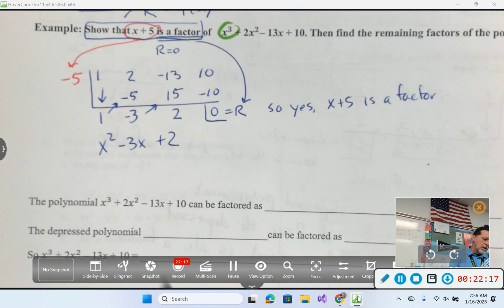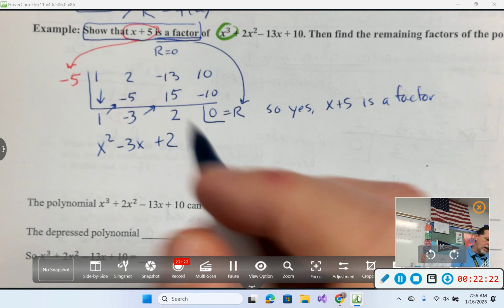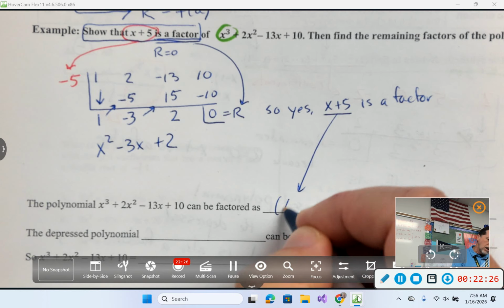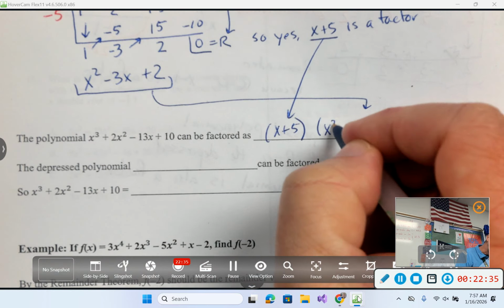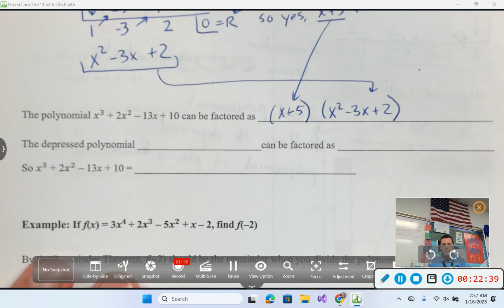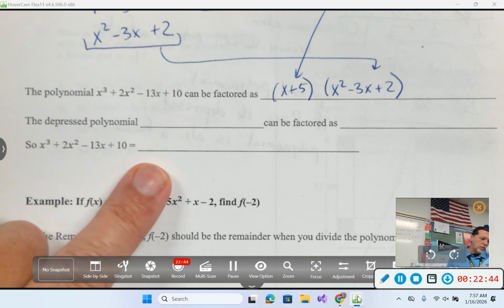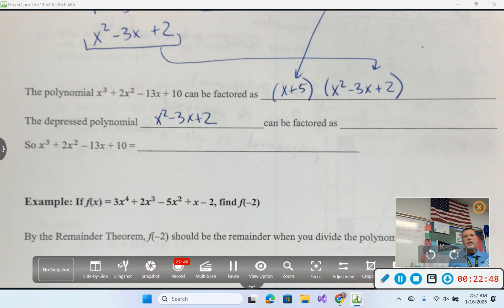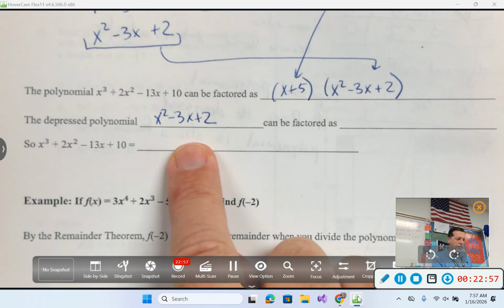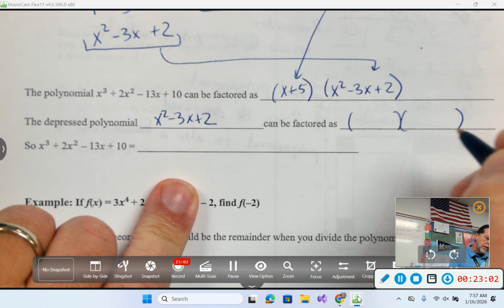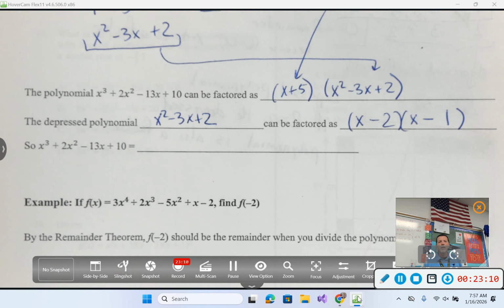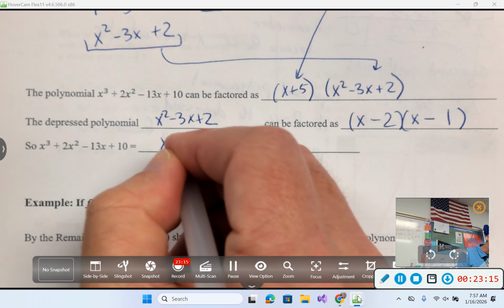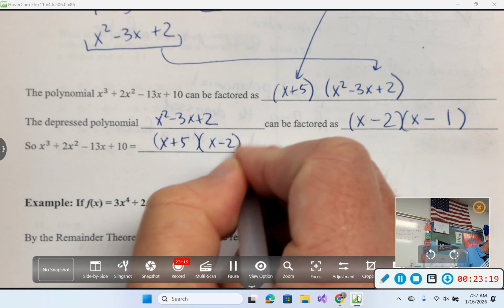Okay, so this polynomial can be factored as, we know x plus 5 works. But that means the other factor is the depressed polynomial, x squared minus 3x plus 2. I hope you did this a bunch on Wednesday. It can be factored again. There's quite a few of those problems that were multiple steps. So I can factor that one step further. Let's see, 2 and 1, minus 2, minus 1. Which means, this is a lot of words for, we can just factor this all the way now: x plus 5, x minus 2, and x minus 1.